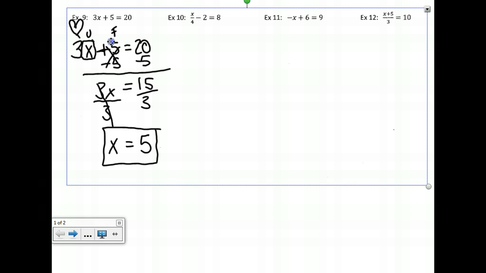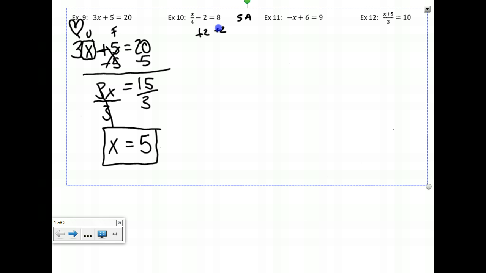So let's look at example 10, and we'll forget about friends and lovers for now. Again, which one is the closest to x? If we look in reverse order of operations, we have to start with subtraction and addition. Those are the first. Is there any subtraction or addition around the x? Here's subtraction. Okay, so we have to get rid of it with addition.